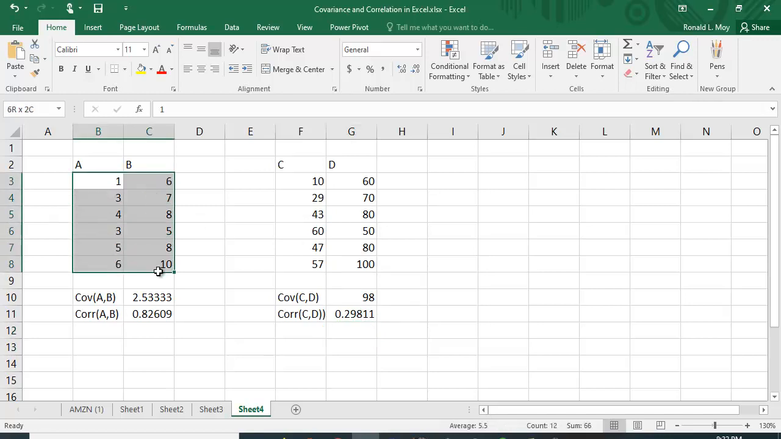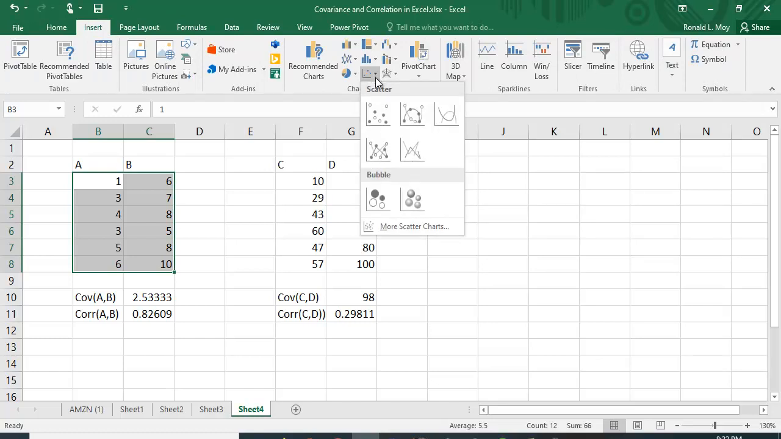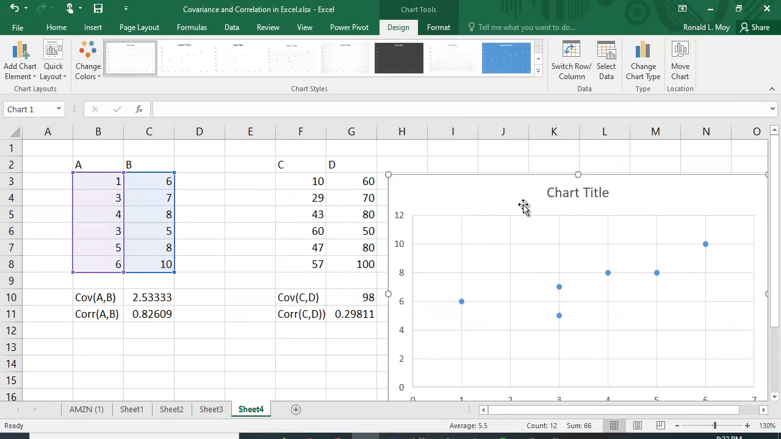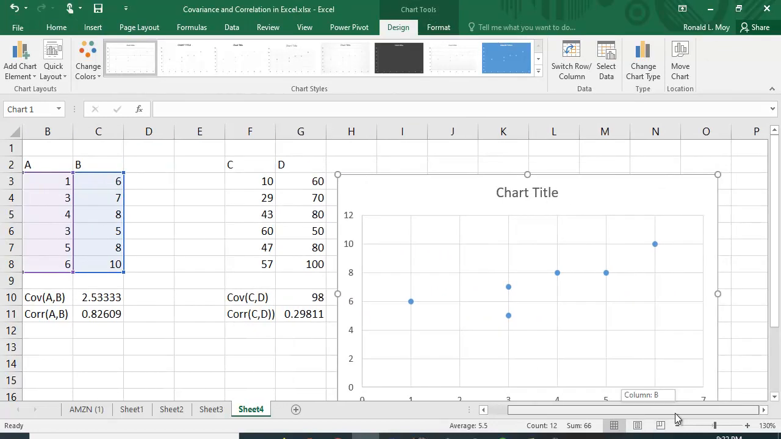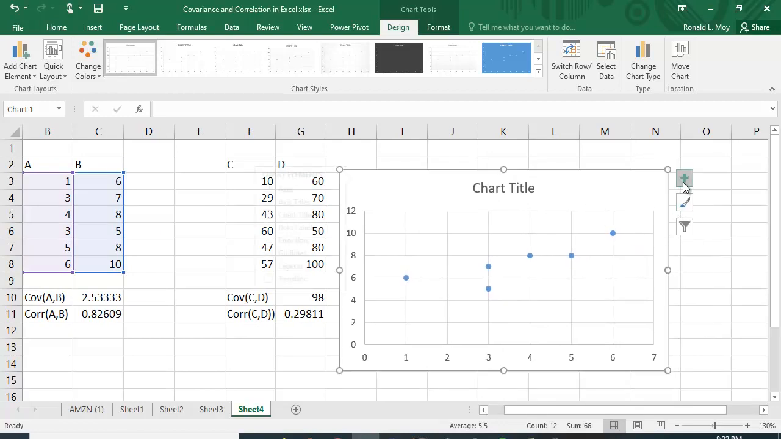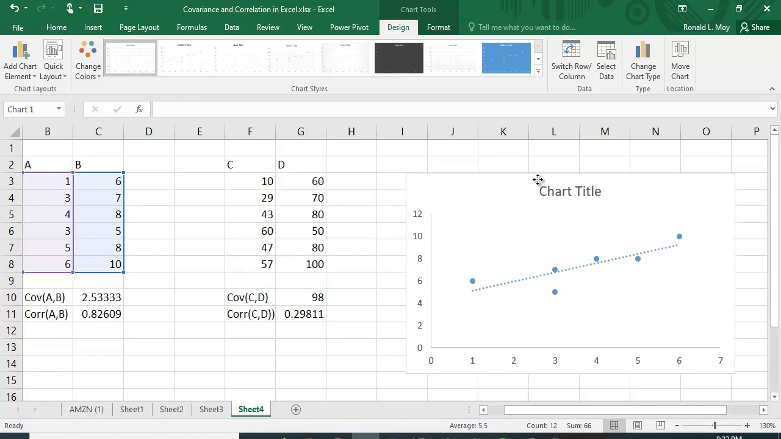In fact, let's even try and plot these, see if I can do this correctly here. Okay, so I'm going to plot A and B, and I'm going to try and do a scatter plot. So I have this scatter plot right here. Let me see if I can make this a little bit smaller so it fits a little bit better. I don't like the grid line, so let me draw in a trend line here. You can see there seems to be a pretty strong positive relationship. So that's A and B.